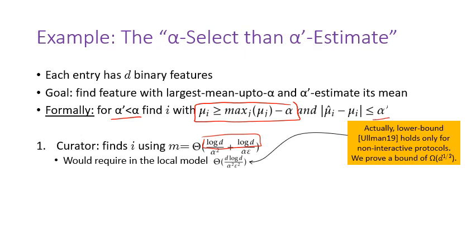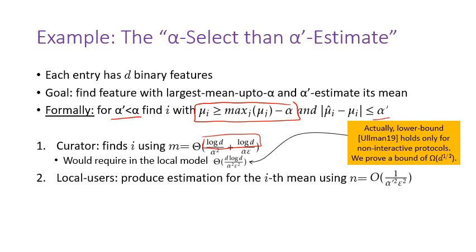We improve on this bound for any kind of protocol and give roughly a bound which is polynomial in d, d to the third. So the curator is in charge of finding the feature. Then, once this feature is published, the local users are the ones in charge of producing the mean estimation up to alpha prime accuracy, and this requires, as we've discussed before, 1 over alpha prime squared epsilon squared.